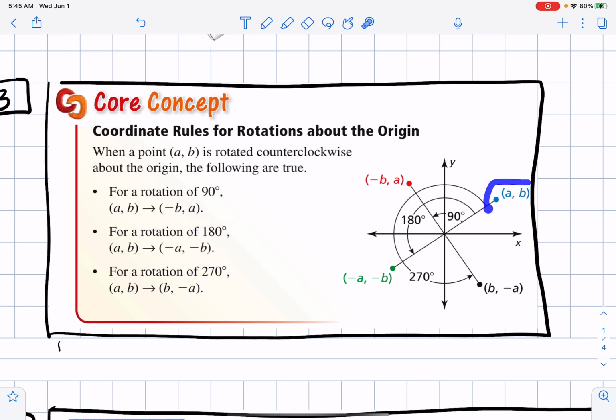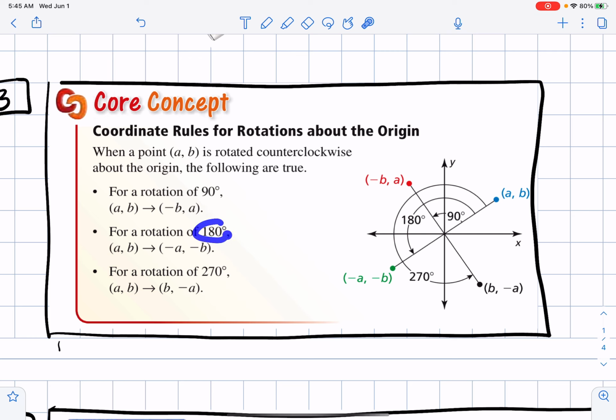So let's say I have a point over here, (A, B), and I want to rotate that point (A, B) 90 degrees. Well, the nice little rule says that we can take point (A, B) and turn it into (negative B, A). So what do I mean by that? Well, here's point (A, B). So whatever B happens to be, make it negative and keep A the same and switch their places. That's going to give you a rotation of 90 degrees. That's a pretty cool little rule. In fact, this box is super helpful.